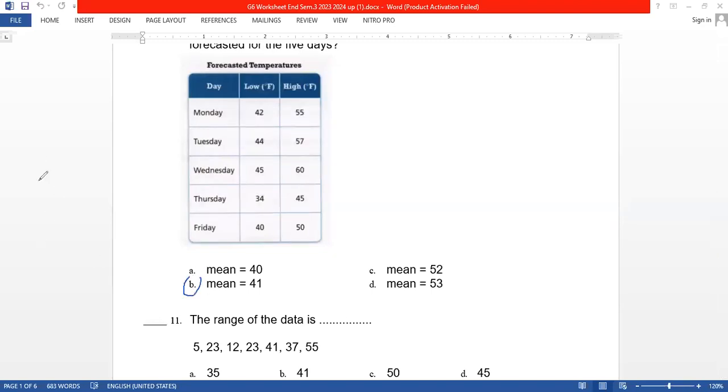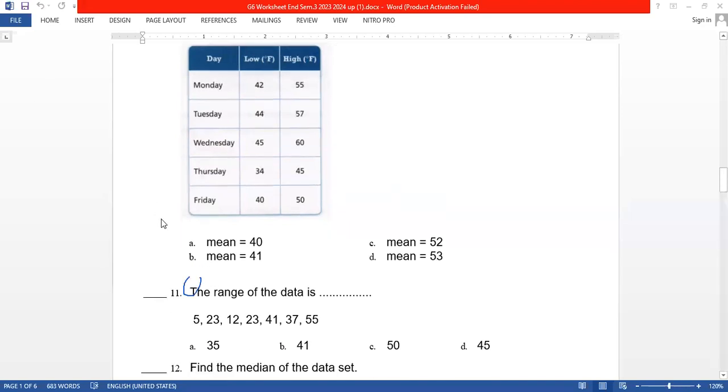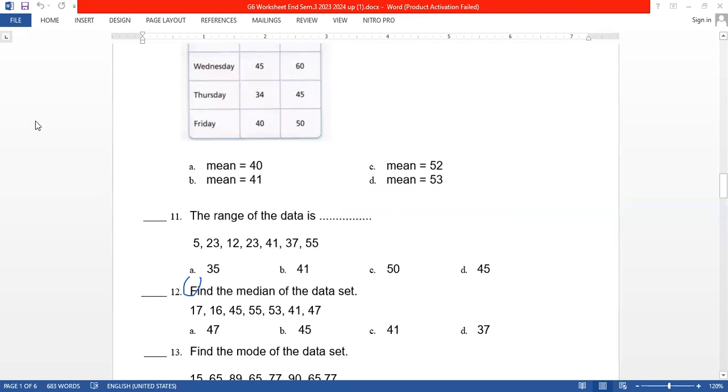And number 11, he wants the range. In the range, we don't need to order the values, but you have to be very careful. If you order them, it's fine, to be honest, because you should be careful which is the least value, because the range is the greatest value minus the least value, or lowest value.